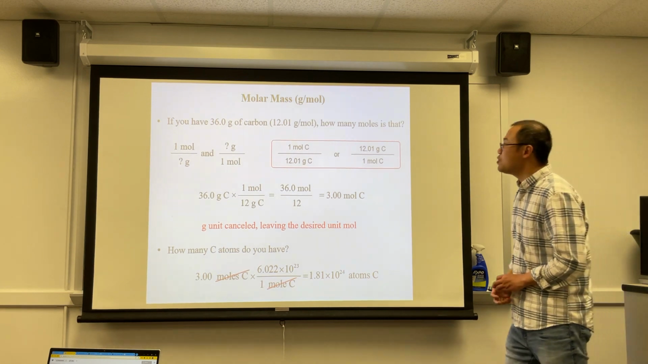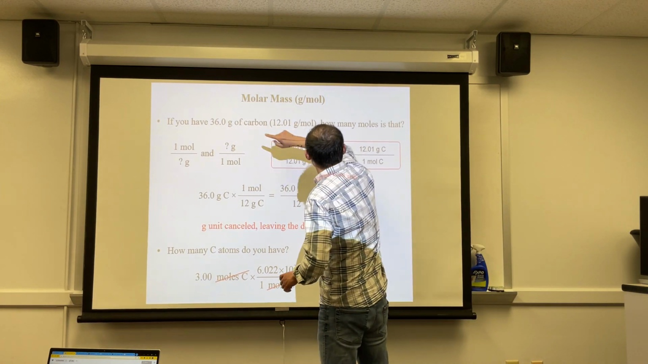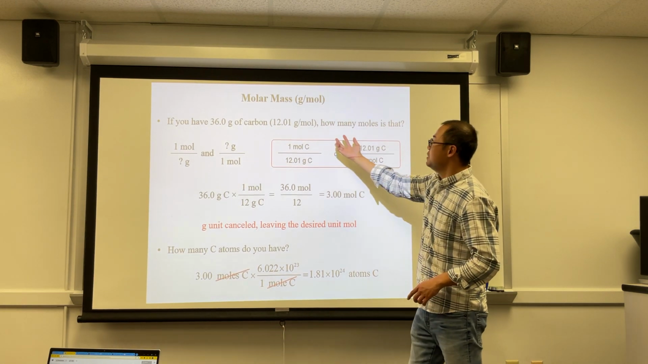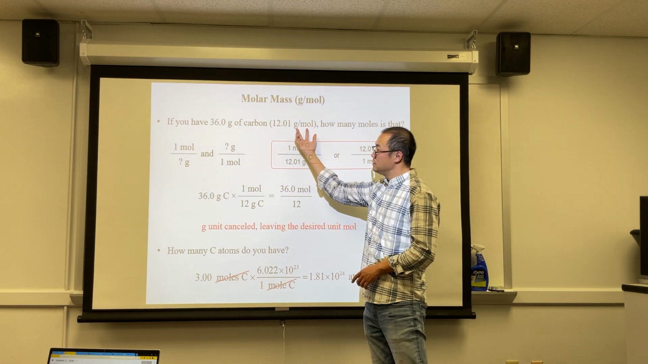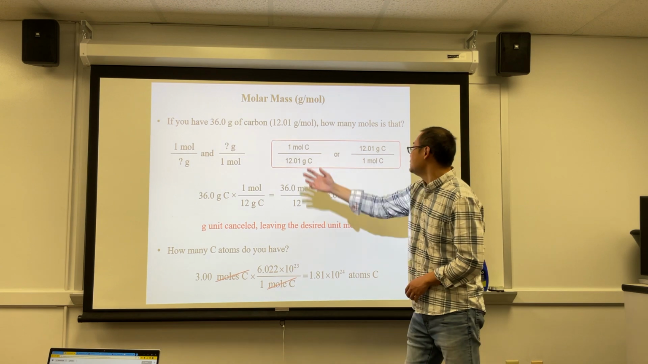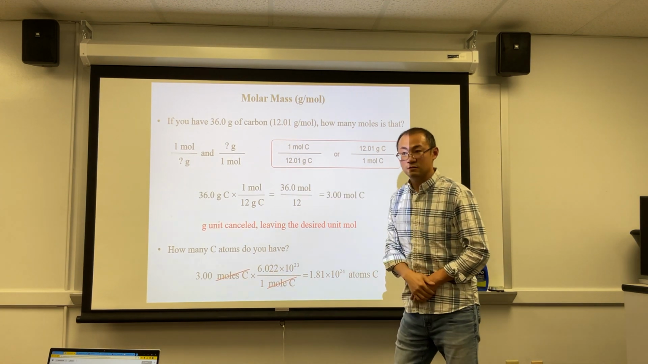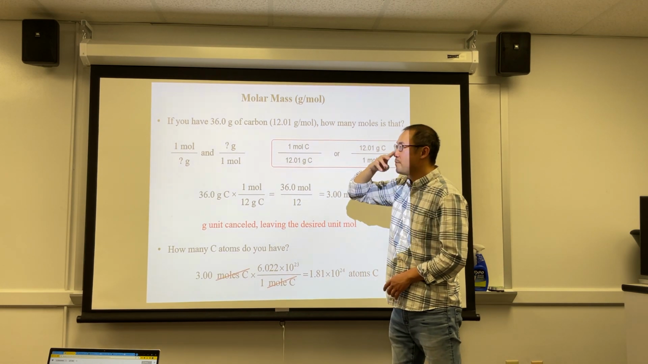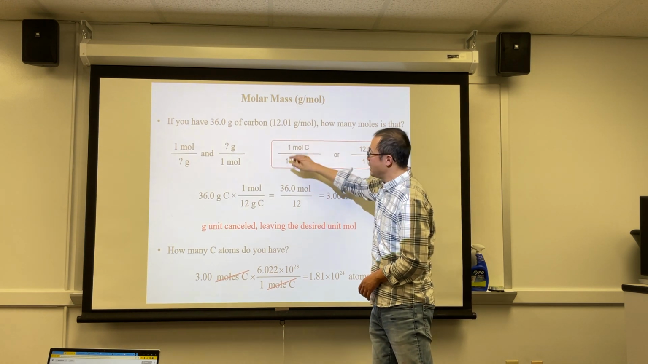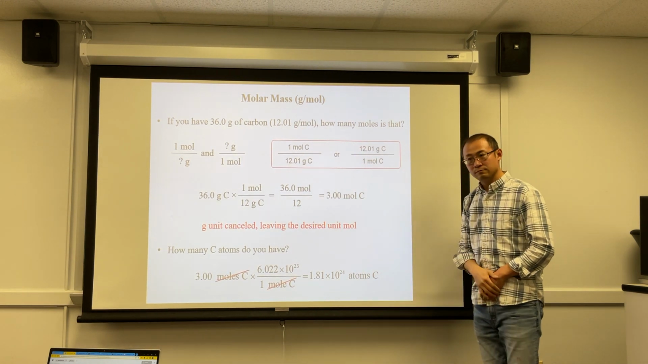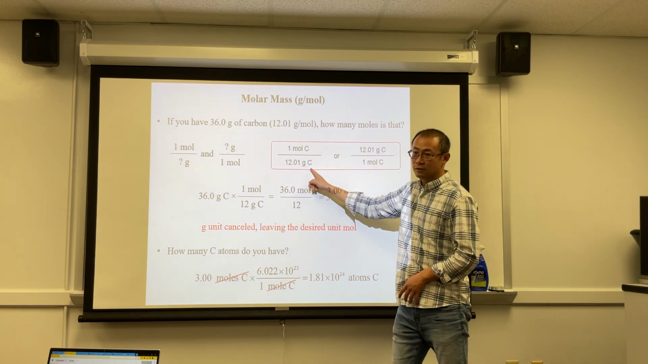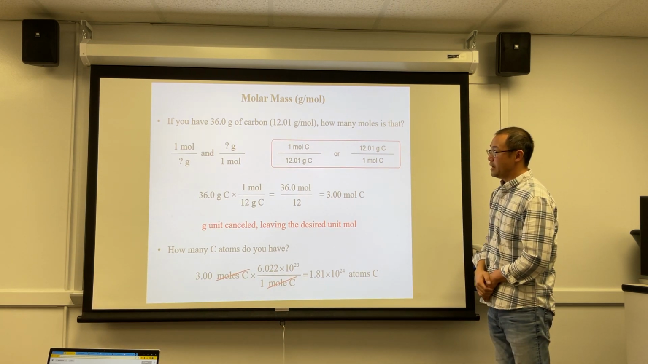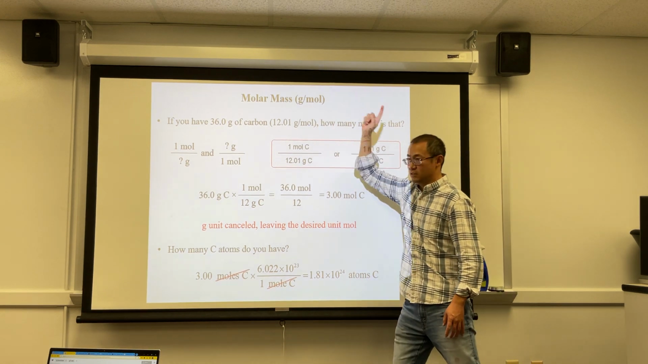So this question gives you grams and asks you what? Moles. Grams and moles are directly related by the molar mass. What is the molar mass? 12.01 per mole. Is that right? So from the molar mass, I can create these two terms. 1 mole, how many grams? 12.01. Or 12.01 over 1 mole. I can always create two from the molar mass.